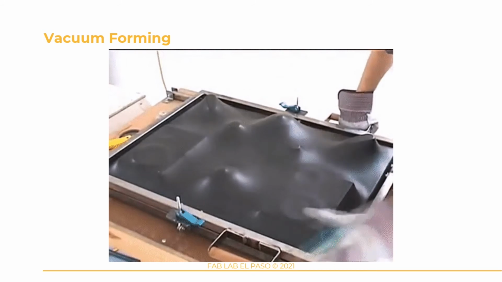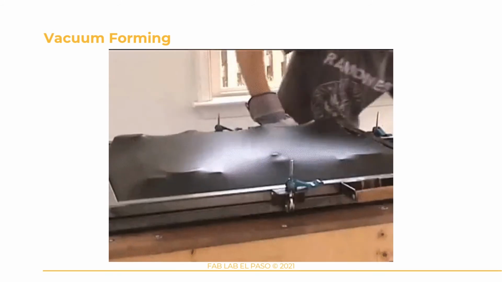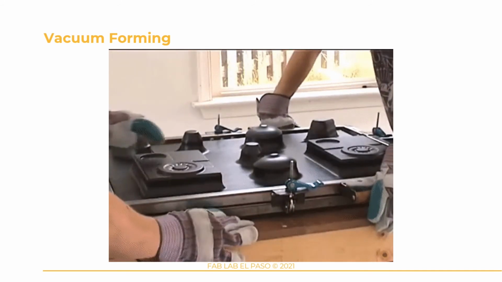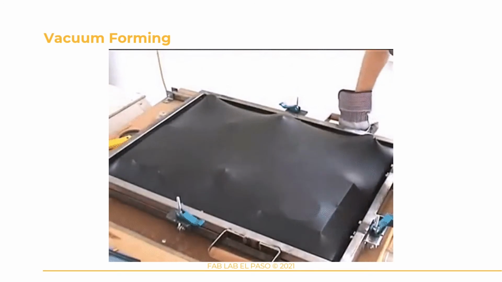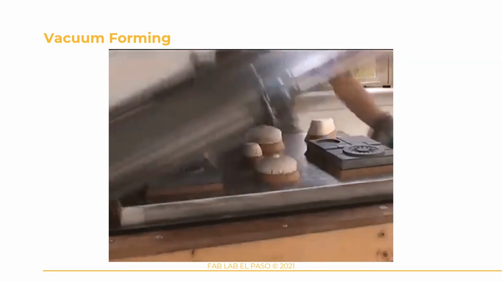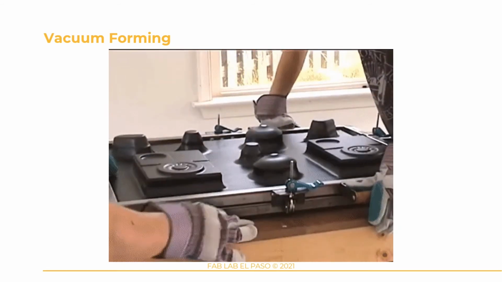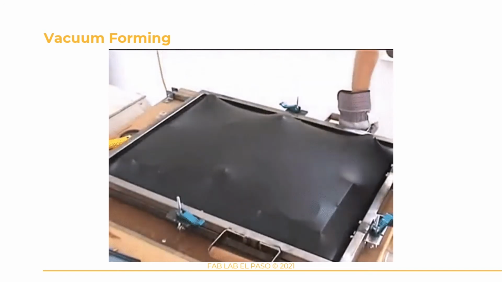In vacuum forming, a thin sheet of plastic is heated until it is soft. Then it is draped over a mold. A vacuum then sucks any air out, forming the plastic sheet to the mold. The plastic cools and is released from the mold. Virtually any thermoplastic can be vacuum formed. This is a cost-effective method of fabrication for prototypes and low-volume production.